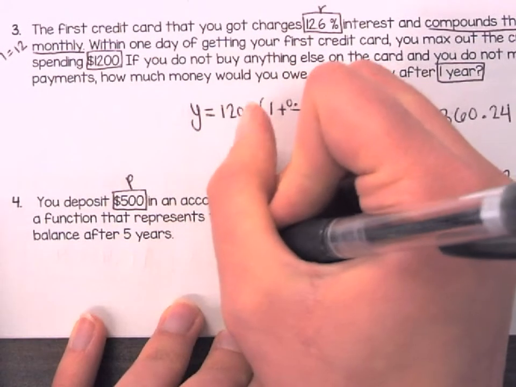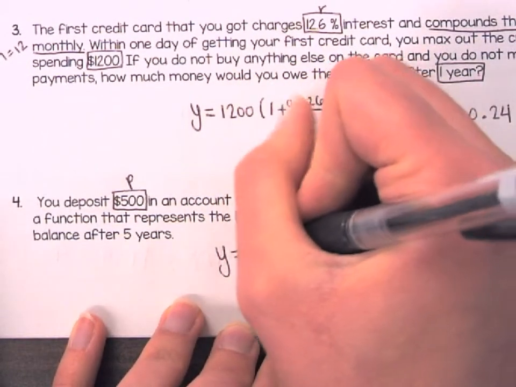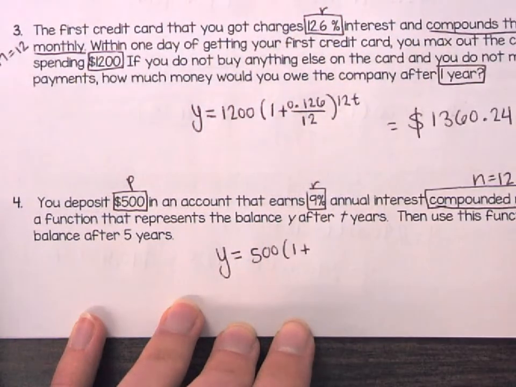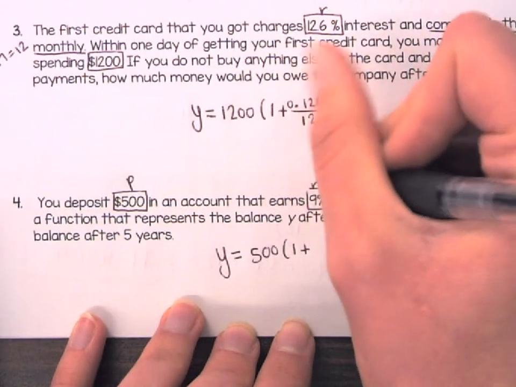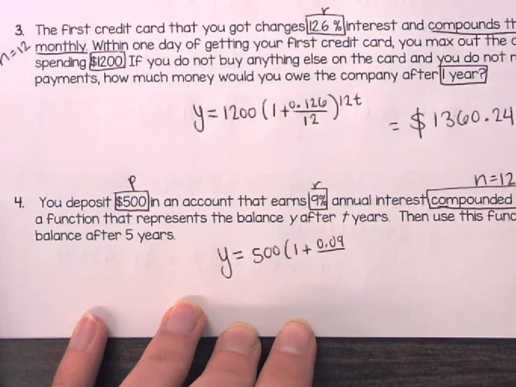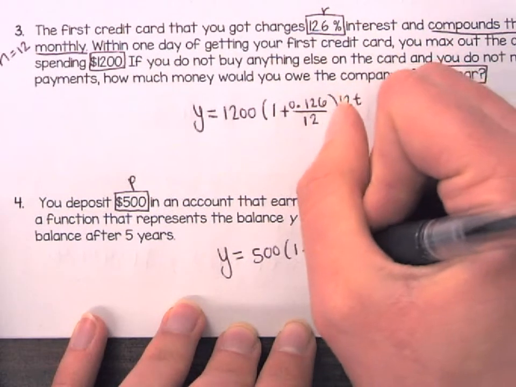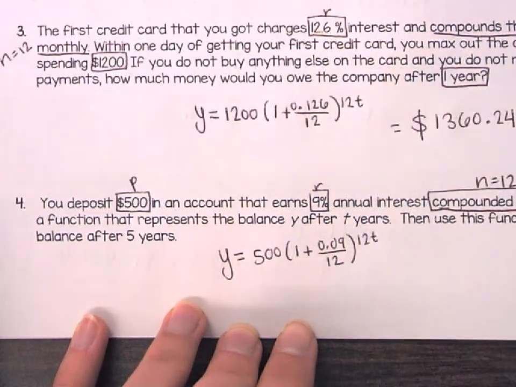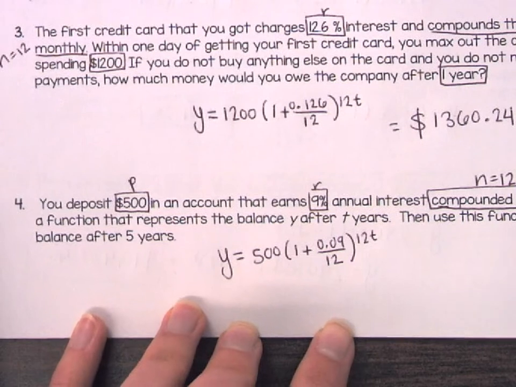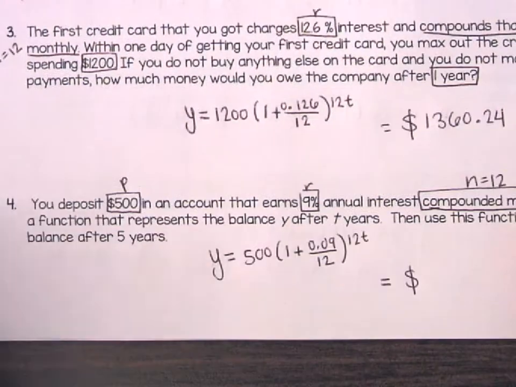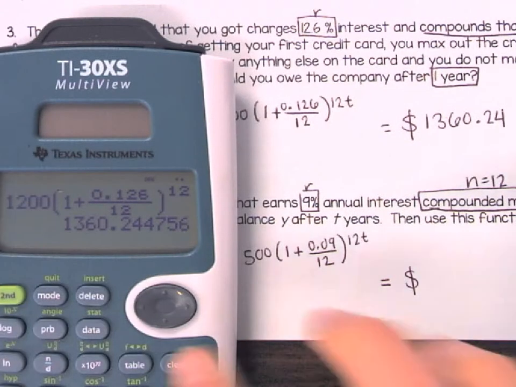So we start with y equals, we started with $500. 1 plus is part of our formula. Our rate is 9%, so we've got to write that like we would write 9 cents, or 0.09. Compounding monthly, that's 12 times in the year, and we'll put 12t up on top. We want to know what this would equal after 5 years. So we're going to plug in 5 for t when we do this on our calculator.